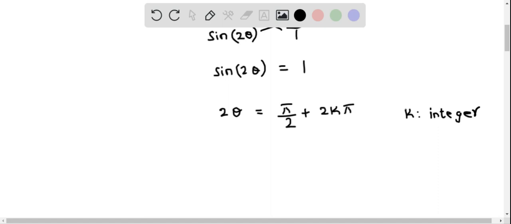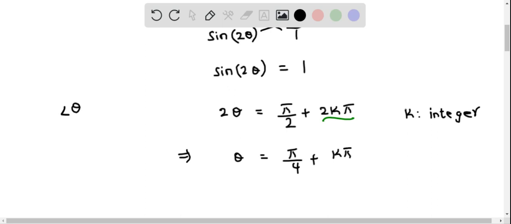So first, let's solve for theta from this equation. Divide both sides by 2. So we get theta equals, we divide this pi by 2 by 2, so therefore it becomes pi by 4, plus we also divide this 2k pi by 2, and when we do that, we get k pi. So this is the solution to the trigonometric equation sine 2 theta equal 1.